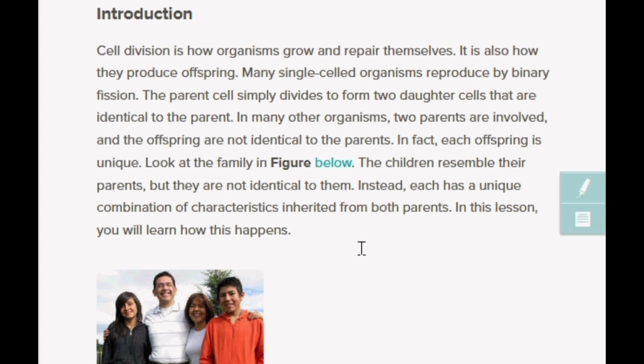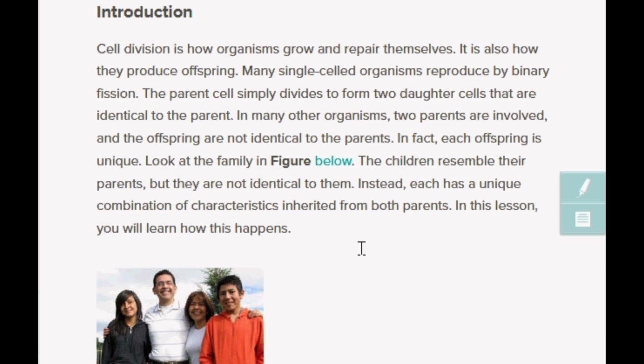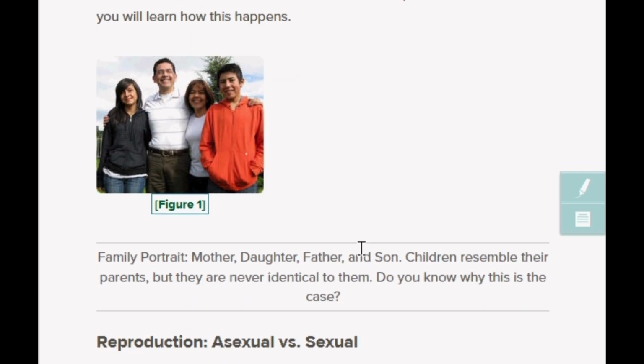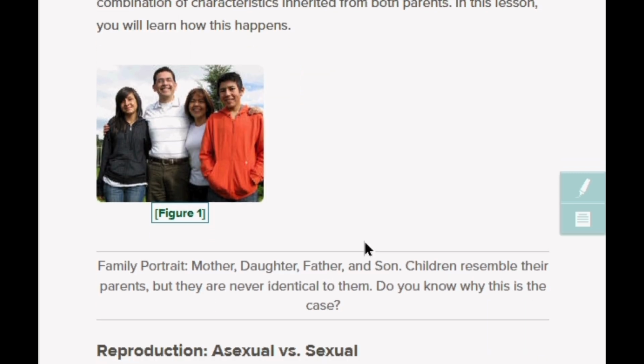Look at the family in the figure below. The children resemble their parents, but they are not identical to them. Instead, each has a unique combination of characteristics inherited from both parents. In this lesson, you will learn how this happens. Figure 1. Family portrait: mother, daughter, father, and son. Children resemble their parents, but they are never identical to them. Do you know why this is the case?